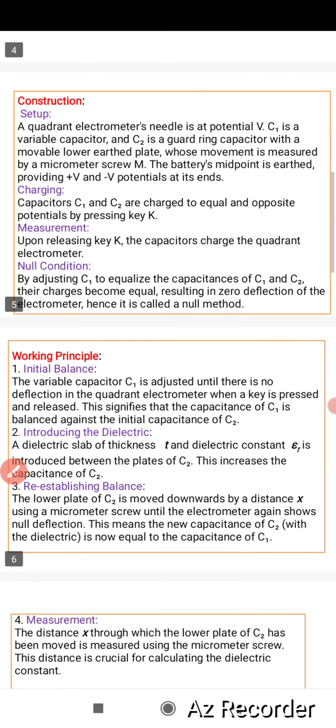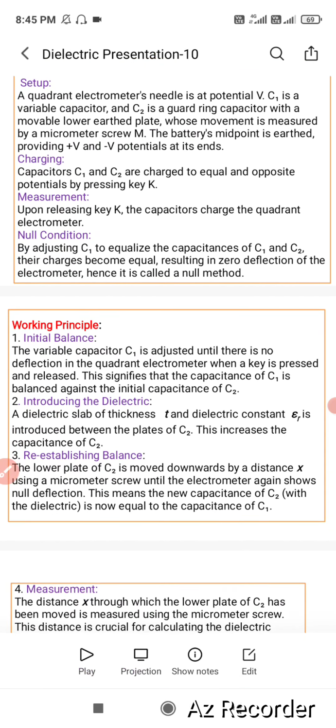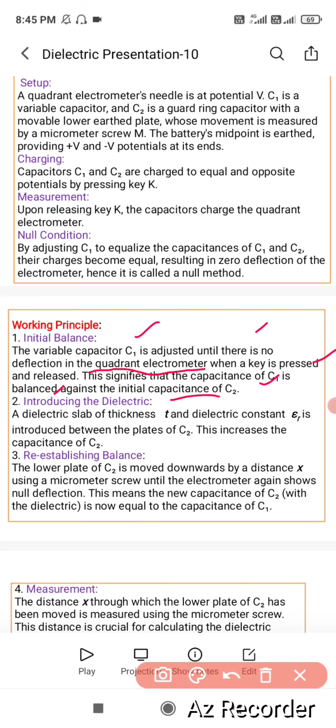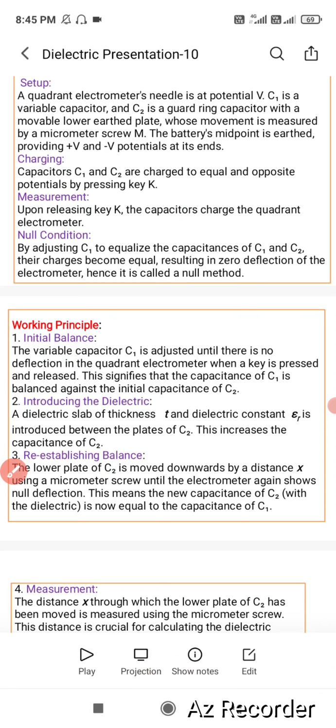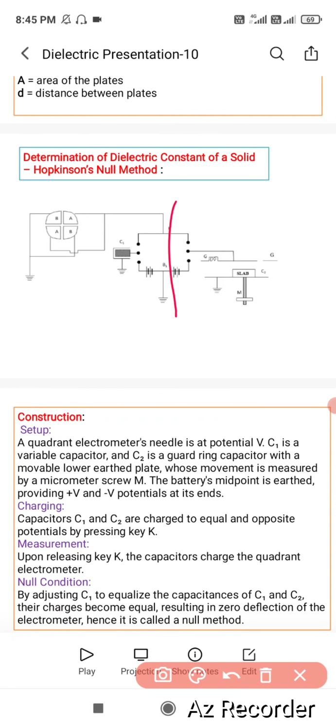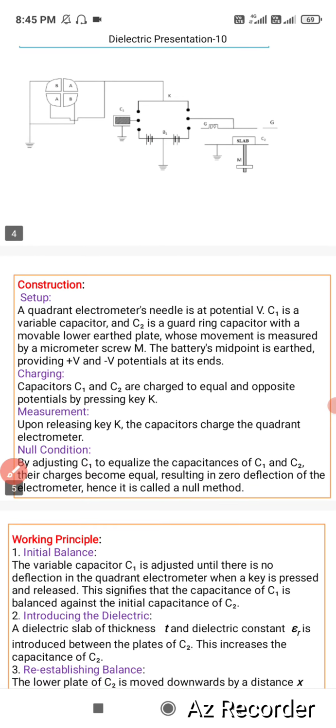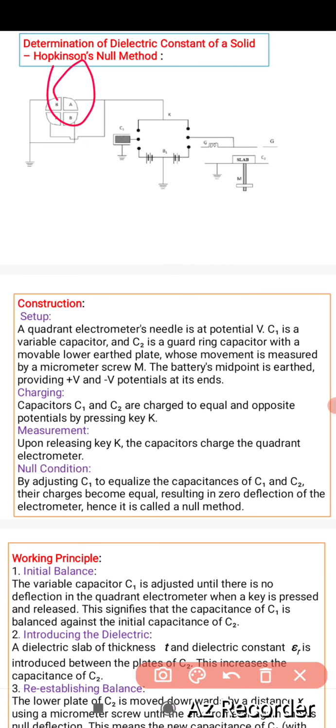So what is the working principle? Initial balance condition: the capacitor C1 is adjusted until there is no deflection of the quadrant electrometer when the key is pressed and released. C1 is then balanced against the initial capacitance of C2. Here C1 is a variable capacitor and C2 is a constant. So C1 will be varied until we get the null detection in the electrometer.